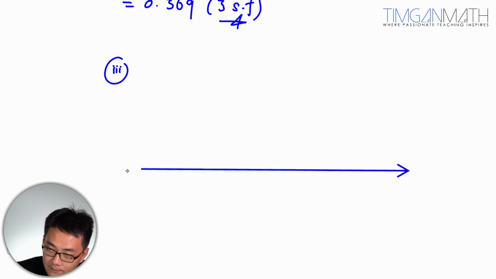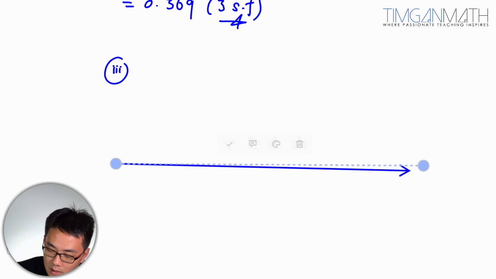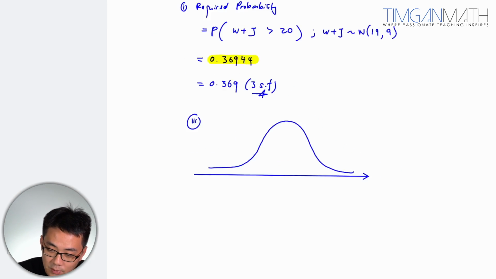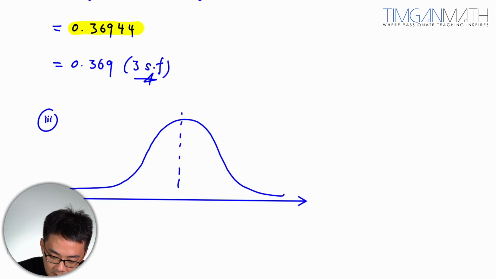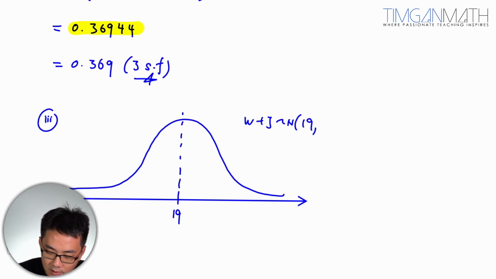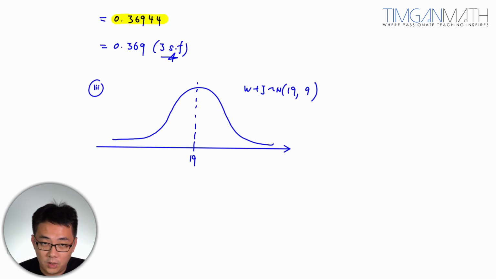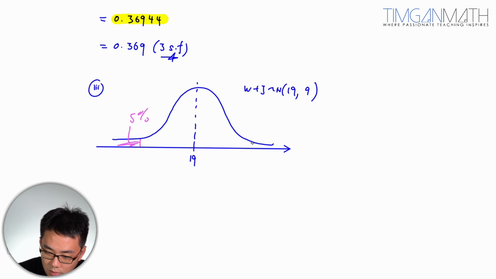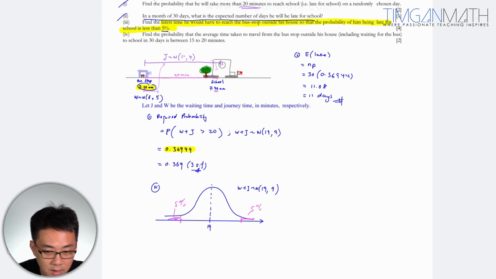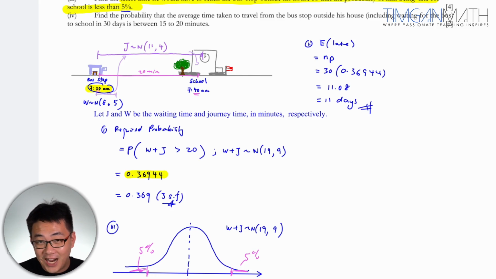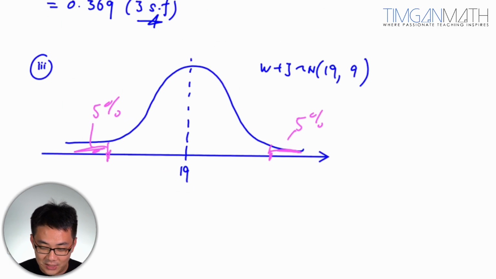Now you know that your traveling time is essentially W plus J. I'm just going to use W plus J here, which means this is 19 minutes. So this is W plus J, normally distributed with mean 19 and variance 9. So where should you cut your 5%? The question now is, should you cut your 5% here, or should your 5% be cut here? Where should you cut, left or right? It's very counterintuitive, right?